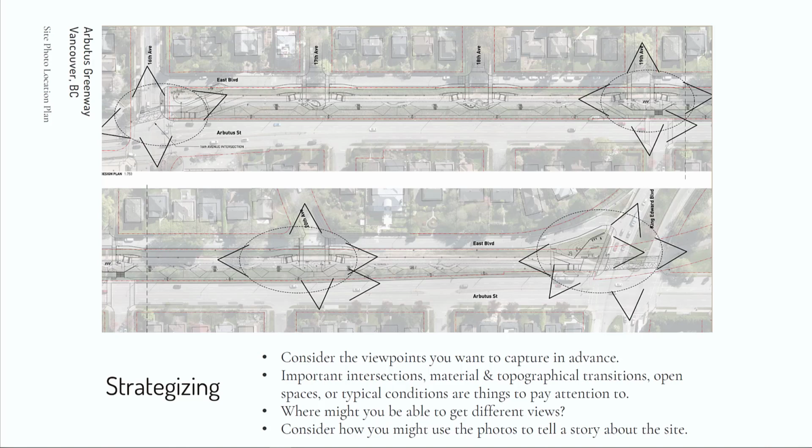And then finally, consider how you might use the photos to tell a story about the site. Again, you might think this is not possible to do before you've actually visited the site, but you can decide in advance what things you'd like to look out for. You can look for water flows. You can look for wind and environmental flows, such as the flows of planting over a landscape.